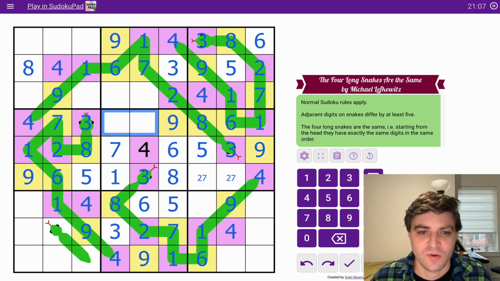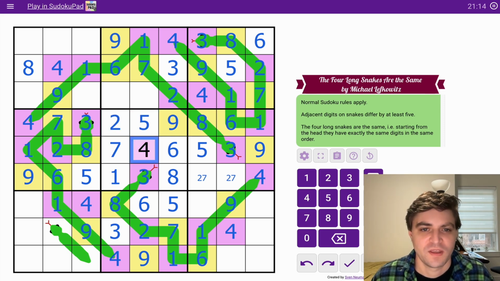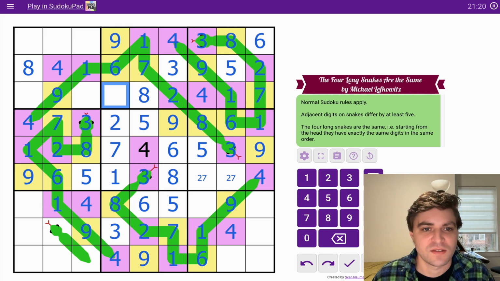What are the two numbers that go up here? It's 2 and 5, right? There's only one spot for the 2 to go. There's only one spot for the 5 to go. What about you? Now we've got almost complete columns. 1, 2, 3, 4, 5, 6, 7. You've got to be an 8. 1, 2, 3, 4, 5 is the missing number. You've got to be a 5.